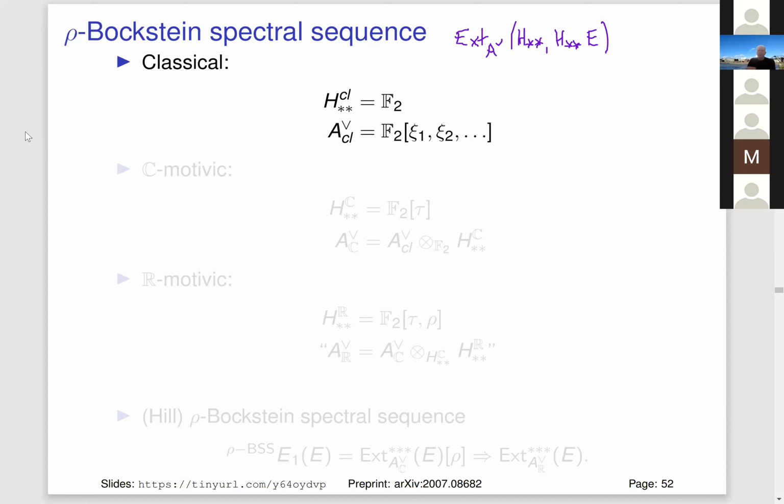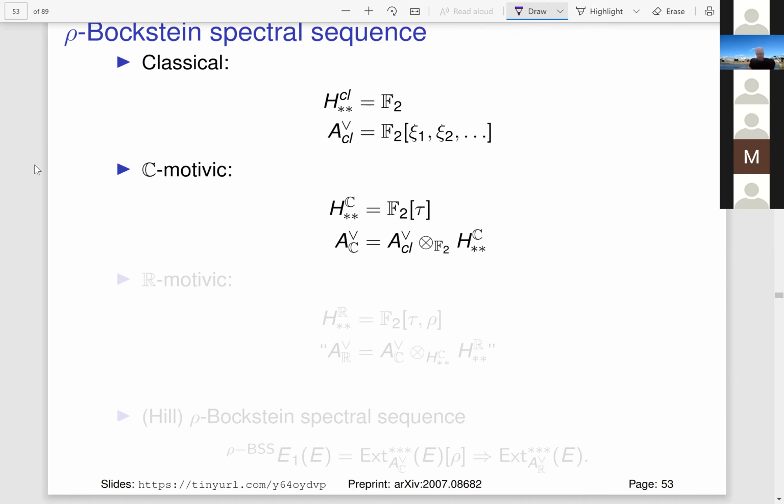Okay, so that's not so bad. And we know how to understand Ext in this case. At least in many cases, we know how to understand these Ext groups. When I go to the complex motivic setting, things only get a little bit harder.